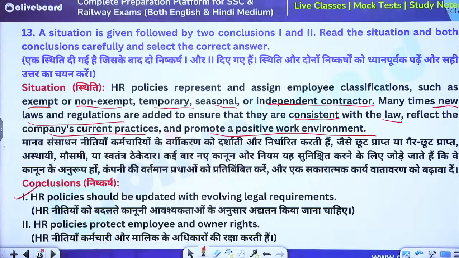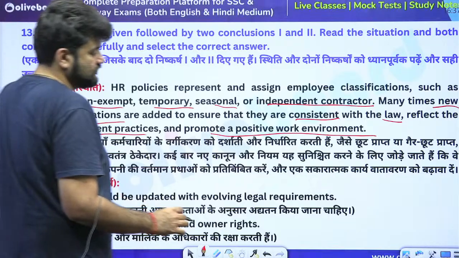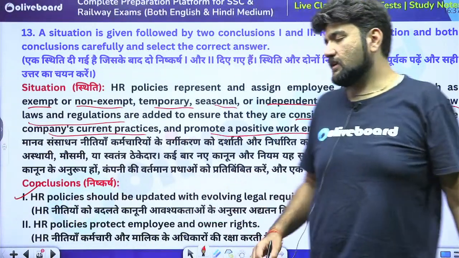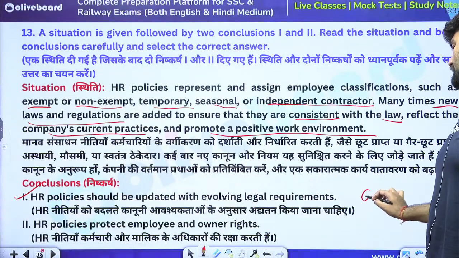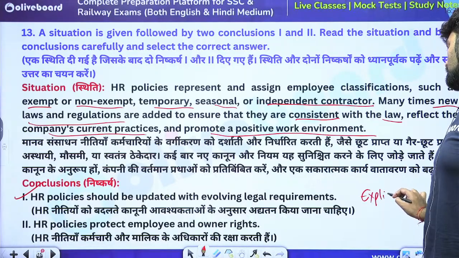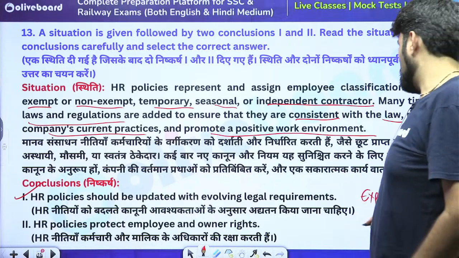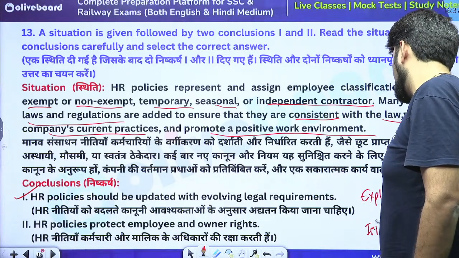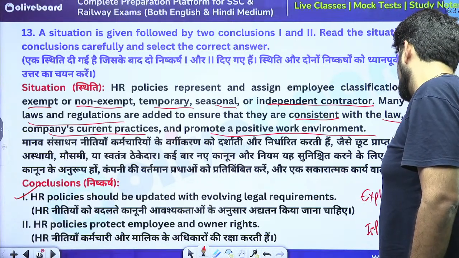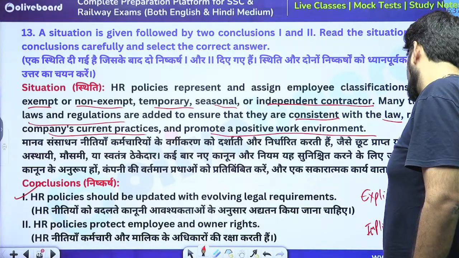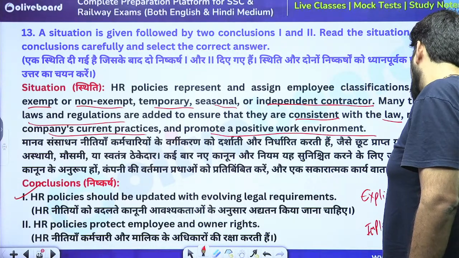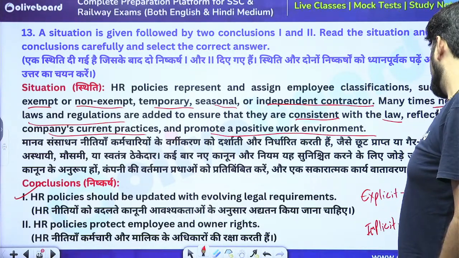Conclusion 2 says HR policies protect employee and owner rights. Do they? Now here it is this one. If you observe carefully, the first one is actually explicit. Explicit means it is clearly mentioned. Direct. It is clearly mentioned in the passage. But the second one is implicit. Implicit means it is indirect. Very rarely will you get an implicit conclusion. So it is indirect. Indirect means it is implied, it is hidden, it is not directly mentioned anywhere.